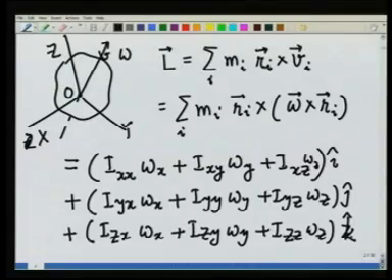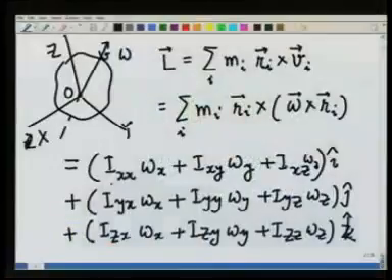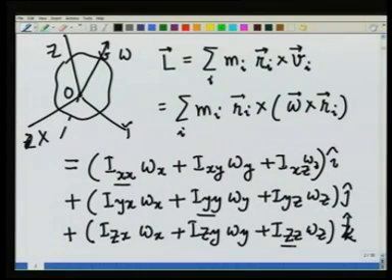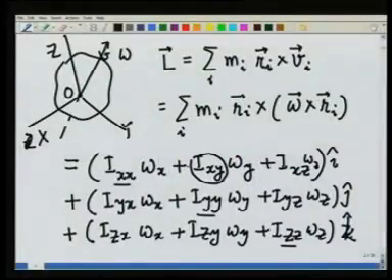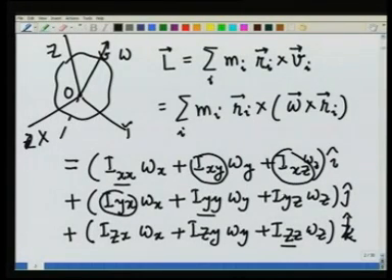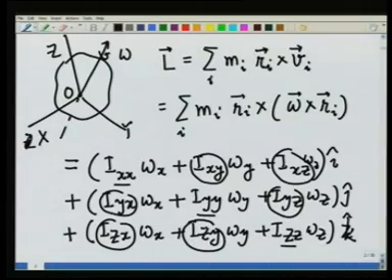And therefore, in general, to calculate the angular momentum, I need all these quantities. The diagonal elements I_xx, I_yy and I_zz are the moments of inertia about the x-axis, about the y-axis, and about the z-axis respectively, and the off diagonal elements are the products of inertia. So, in general, it is quite a quantity to calculate.